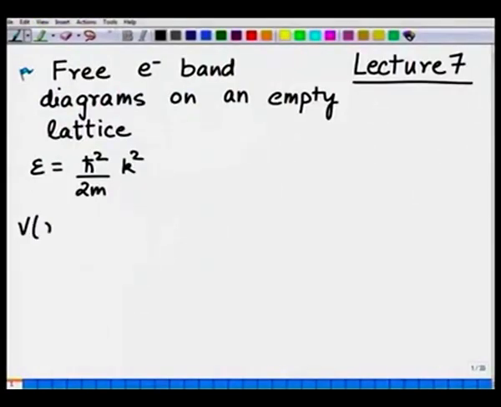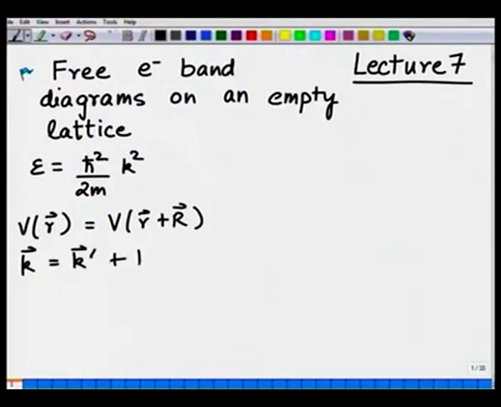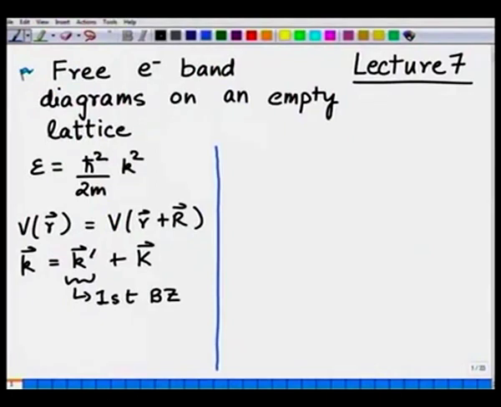What did we see? That if the potential was periodic in R, with a period of capital R, I had shown that if you have a vector K, it is always possible to write it as a vector K prime plus some reciprocal lattice vector, such that this K prime is in the first Brillouin zone. We can always find a capital K vector such that this K prime vector comes in the first Brillouin zone. This is one thing I had shown you geometrically.